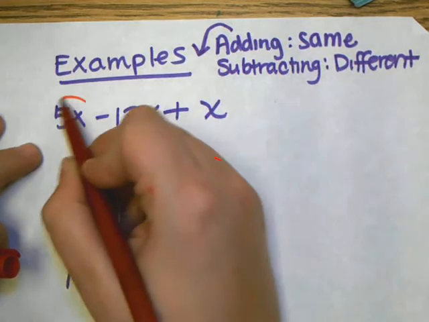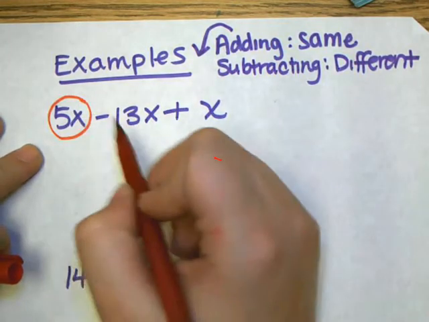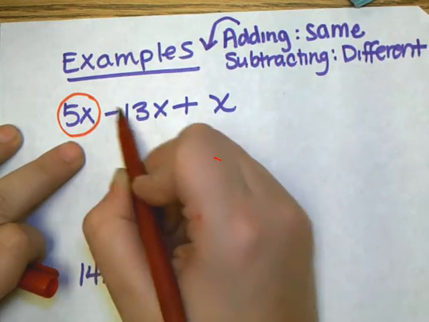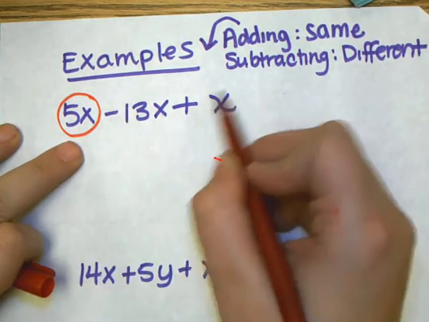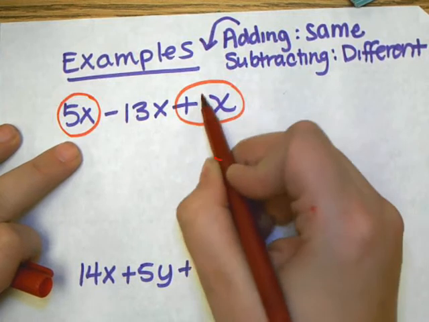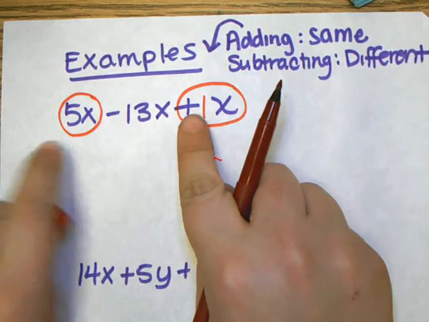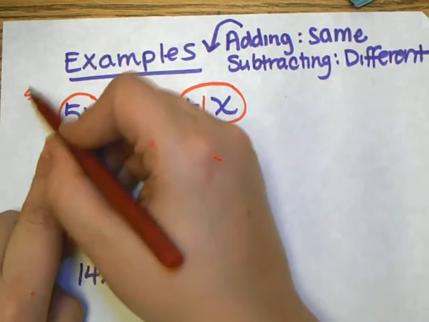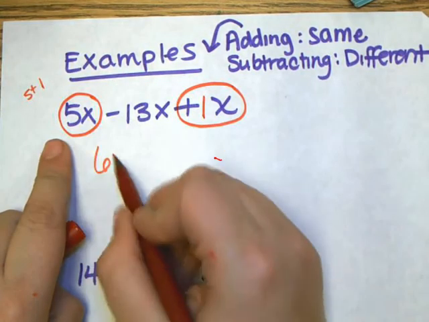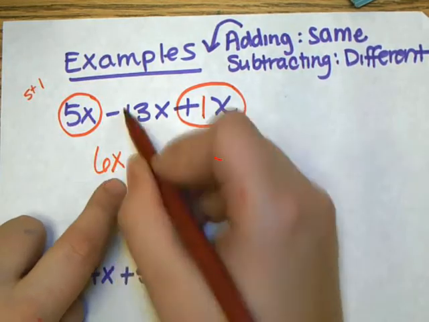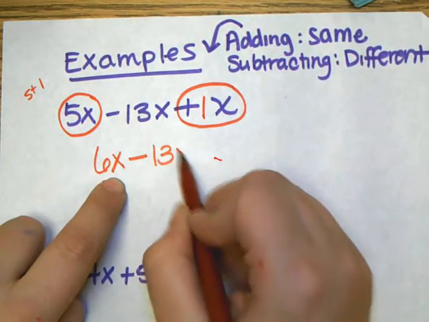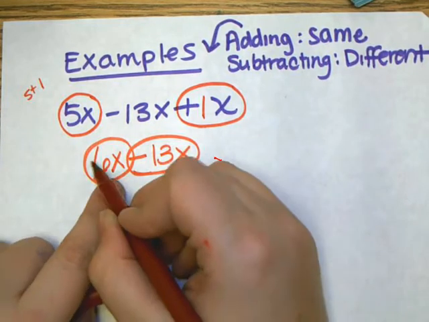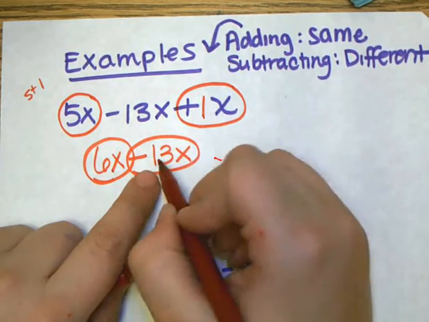So here we can combine all of these because they all have x's. And I can combine these in any order as long as I'm looking in front of the number. So I can combine the 5x with the negative 13x, or I could do the 5x with positive 1. Those have the same sign, so I'm going to add. So 5 plus 1 is 6x. Then I can combine the 6x with the negative 13x. And those are different.